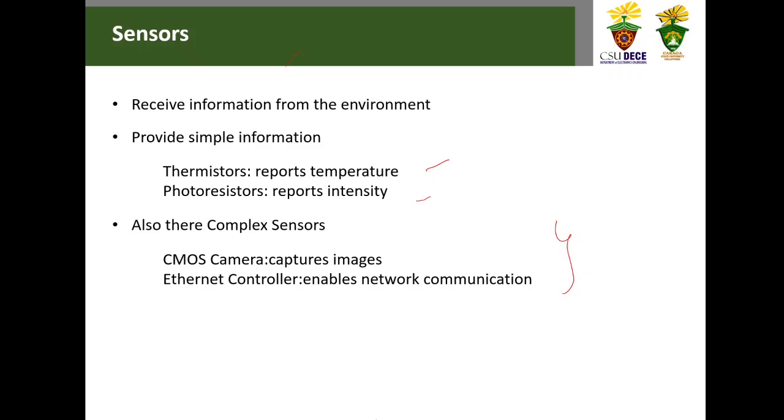And we also have this complex sensor. Example of that is we have this camera, CMOS camera. It captures images, so it receives information of the images like the saturation and hue, the color. So it is very complex. And we have this Ethernet controller sensor. So it enables network communication. It receives information in a communication or a network. In a network, so na communication, it receives information or data in a network. So that is an example of a complex sensor.